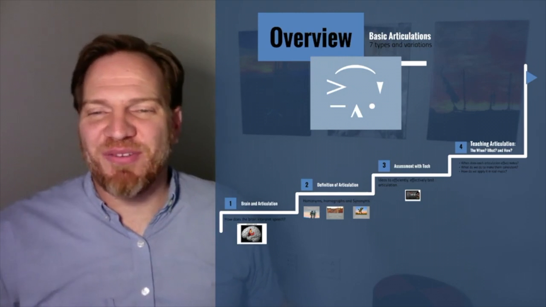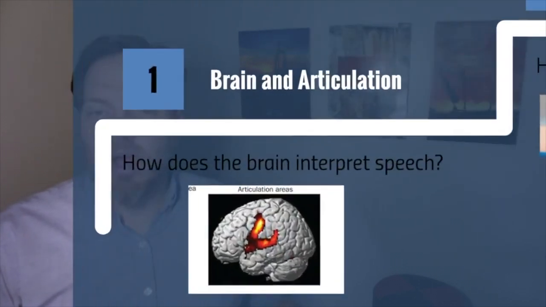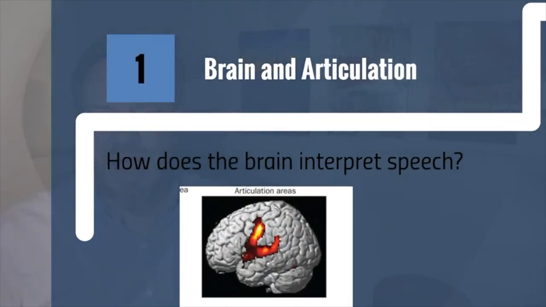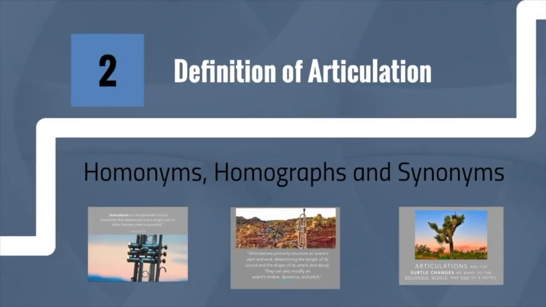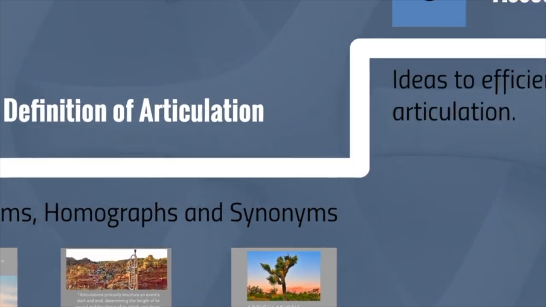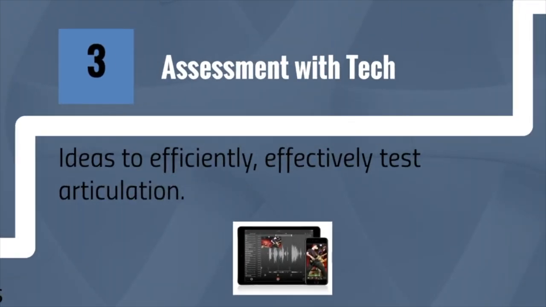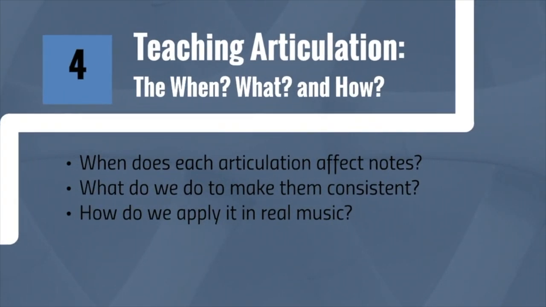The things we'll be covering in these lessons are articulations and the brain. How does our brain interpret speech? The definition of articulation and how you can use that to help your kids play better. Assessment with tech. Ideas to efficiently, effectively test articulation. Last, the when, what, and how of teaching articulation.